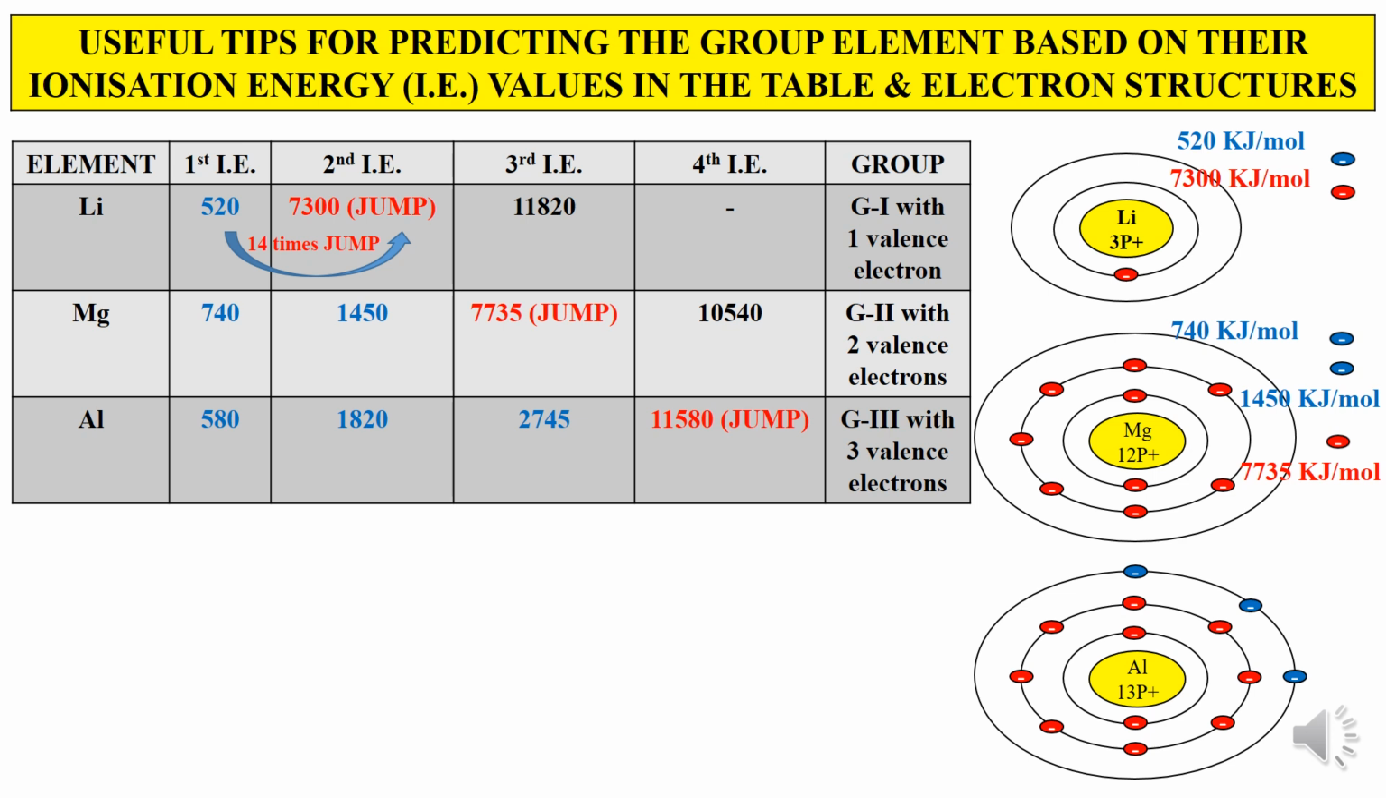Now when aluminium undergoes ionization, it loses its first valence electron, and 580 kilojoules per mole of energy is required. When it undergoes the second ionization, that is when Mg plus. So magnesium undergoes ionization to form magnesium ion, that is Mg plus, and Mg plus ion in turn undergoes second ionization, and for this 1820 kilojoules per mole of energy is required.